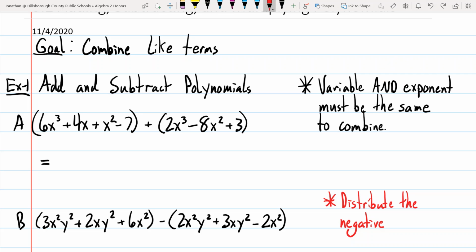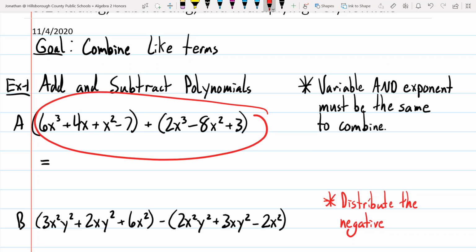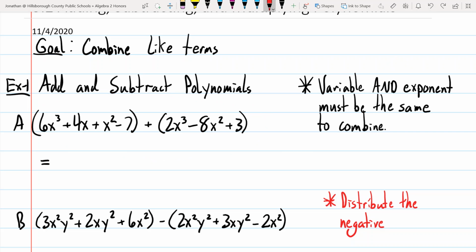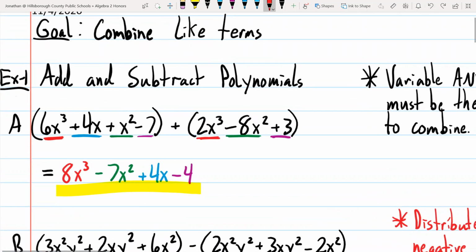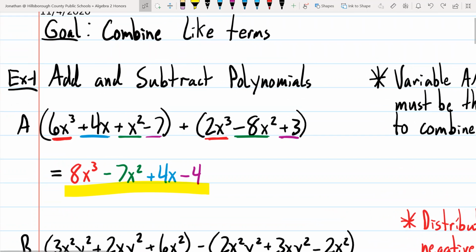You are not combining everything into a single term. You cannot combine letters and numbers. For example, these two cannot combine. And now we also have to remember the letter and the exponent must match. So let me show you how I do this. You don't have to use different colors. This is just how I view this.